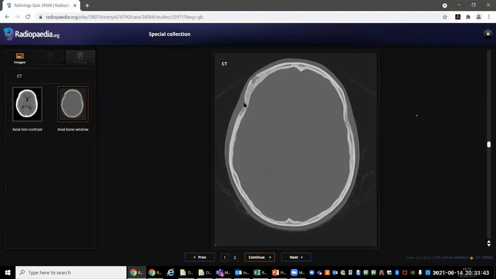Okay. And the way it's just like the region it's involving, the fact that it's a 30-year-old, there's no destruction of the cortices. So one wouldn't think of an aggressive lesion first. You think of something benign. Okay.